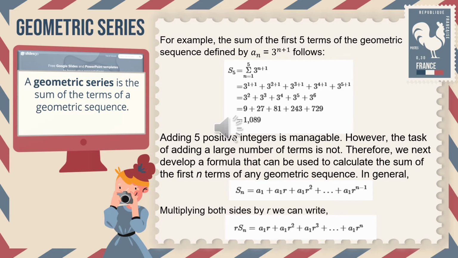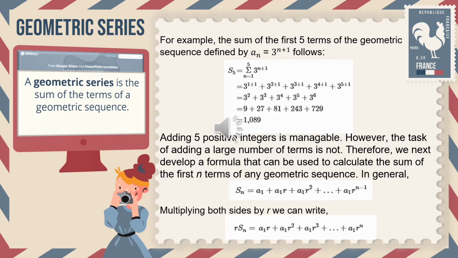Adding 5 positive integers is manageable. However, the task of adding a large number of terms is not. Therefore, we next develop a formula that can be used to calculate the sum of the first n terms of any geometric sequence. In general, S sub n is the first term plus the first term times r plus the first term times r squared plus ... plus the first term times r to the power of n minus 1.